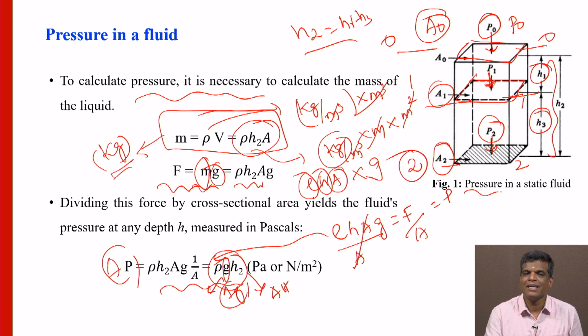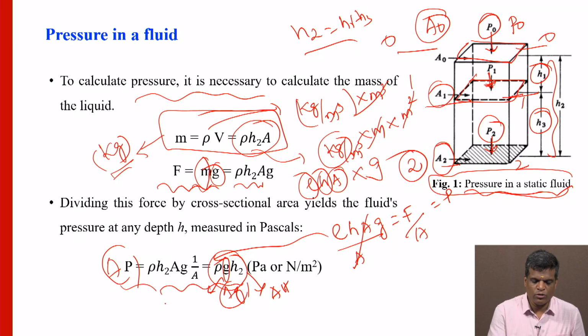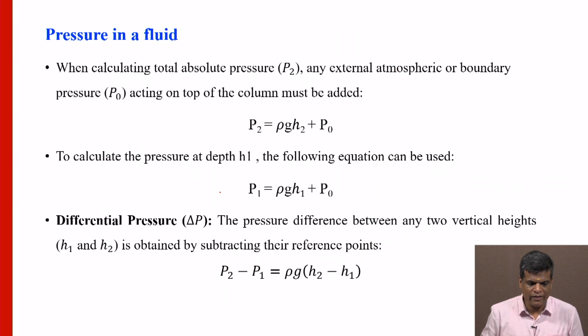Now, if it is pressure in the static fluid, not in a moving fluid, how do we get this? We discussed P equals H rho G, so how do we derive this using Newton's second law? We will move to another slide.